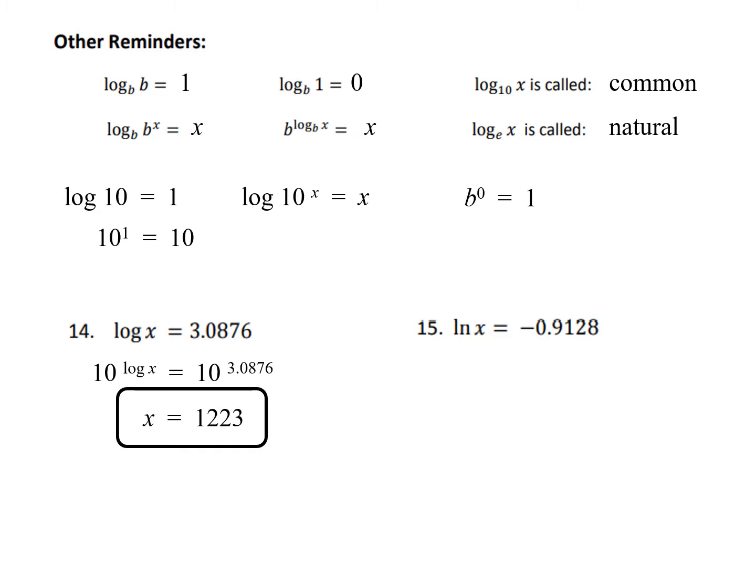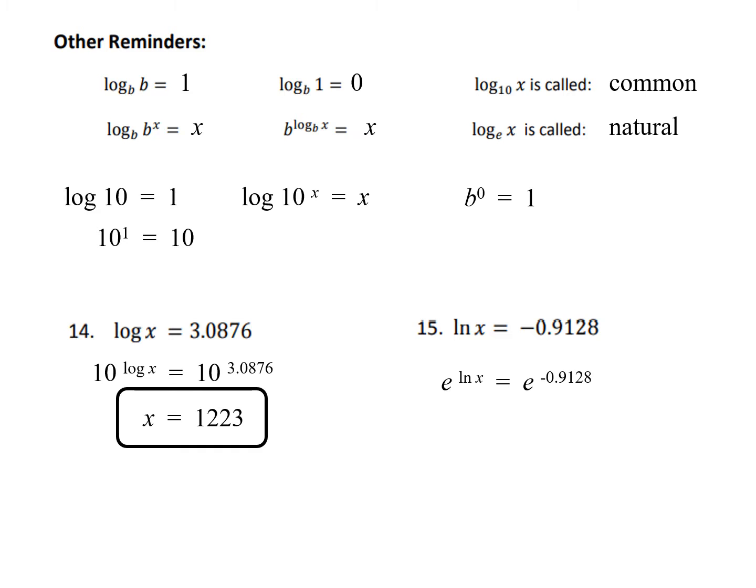Next example, natural log of x is equal to this. So to undo this, the inverse operation over here was taking 10 to the, here it's going to be e to the, because e to the natural log of x, those are inverse operations. They cancel out, and it's just going to be x.